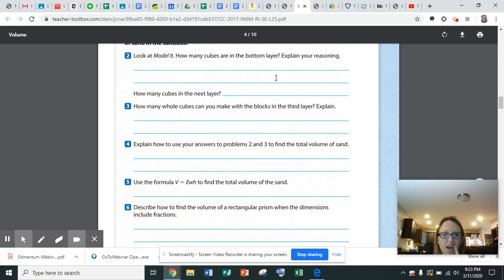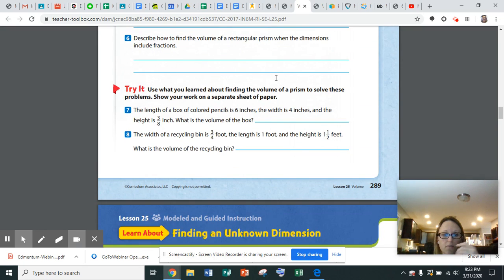Okay, so now we're on to 7 and 8, which was your exit ticket for today. It says the length of a box of colored pencils is 6 inches, the width is 4 inches, and the height is 3/8 of an inch. What is the volume of the box? So again, you just solve it out. You take 6 times 4 times 3/8.